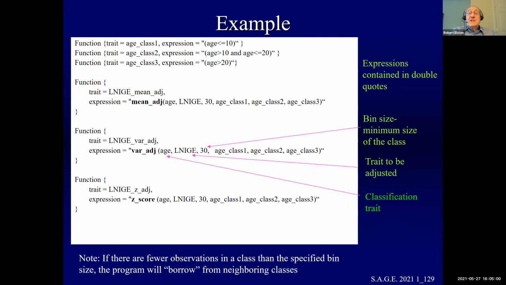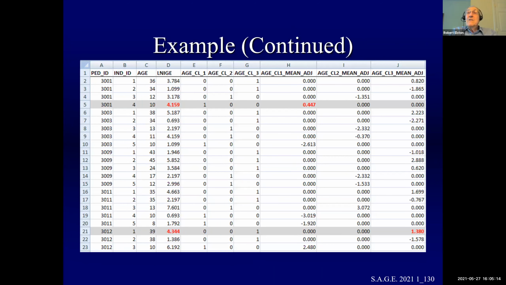So that 30 is the bin size, and I think that makes that very clear. I mean, it's easy to get this wrong, but if you look at this and the examples in the manual, you'll soon get the hang of it. Okay, we go on with another example.